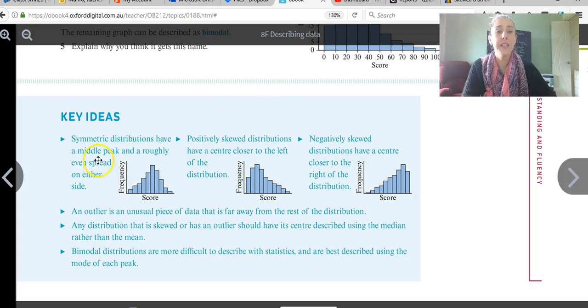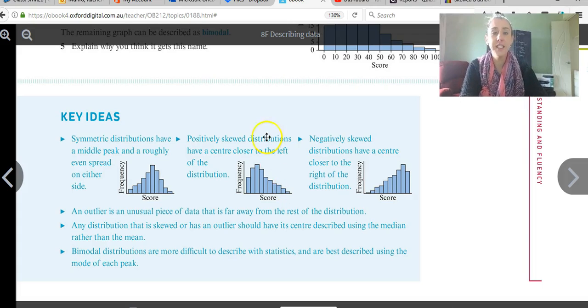Symmetric distributions have middle peaks and a rough spread either side. So if you're looking at something like a bell curve, it's got that peak in the middle and it's very even on either side. So this here, although it's not totally symmetrical, it is very even, and it's got that tail off on each side.